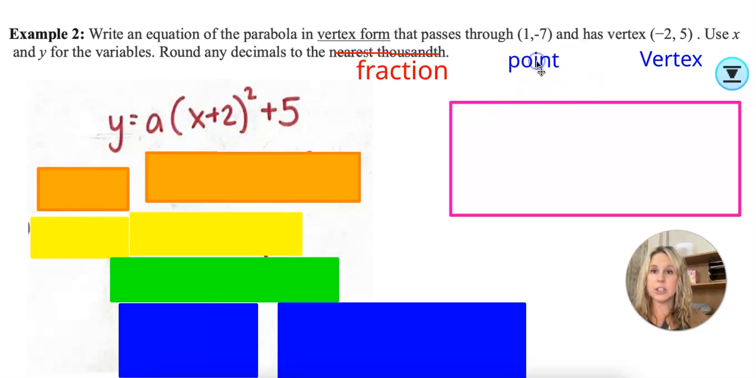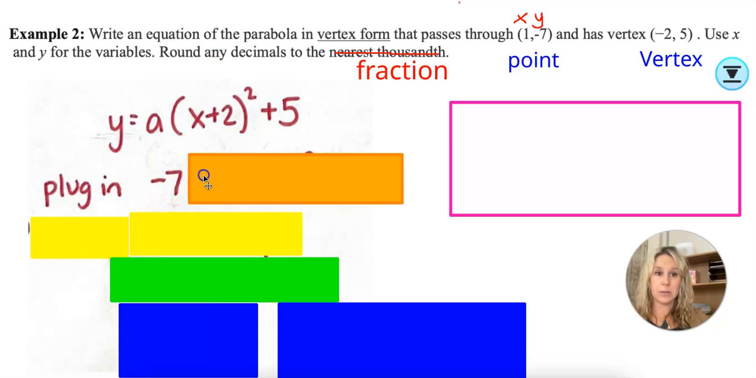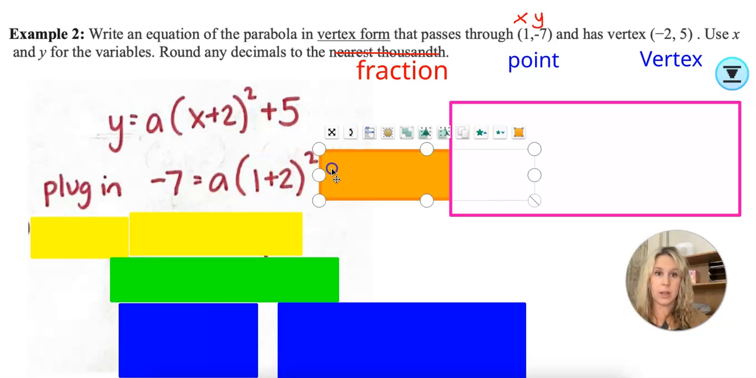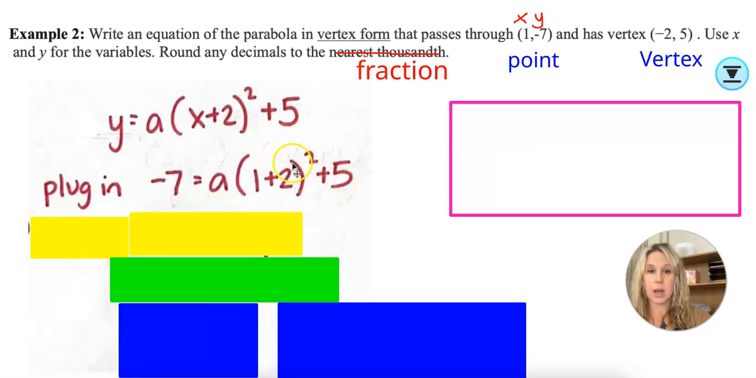Step 2 is to use this point they gave you, and we are going to plug in our point. So remember, the first one is your x value, the second number is your y value. So I'm going to start with negative 7 on the left because that's my y value, equals my a, don't know, solving for it. My x would be 1, and then continue with the rest of your problem. A common question I get asked is, do you have to change anything when plugging in? No. That is only when you're writing the equation, where you would flip signs.